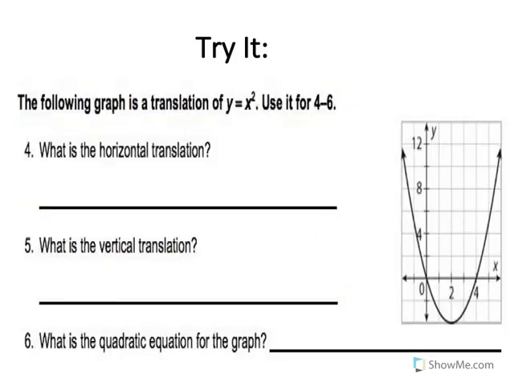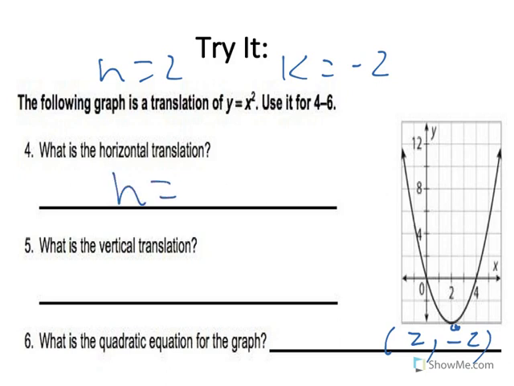Okay, so here we're given the parent function and the graph, and we are to write the function for our graph. So first I want you to identify your vertex. So the vertex is this point here, so then it's at 2, negative 2. So that means that our h is going to be 2 and our k is going to be negative 2. So what is the horizontal translation? So that means that h equal to 2 to the right. And what is the vertical translation? So k equal to negative 2, so 2 down.